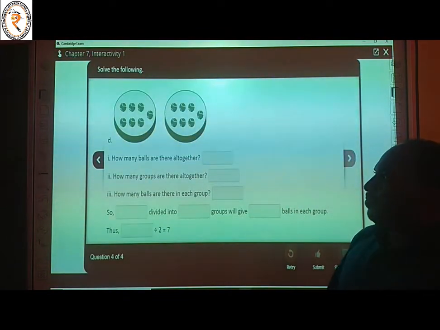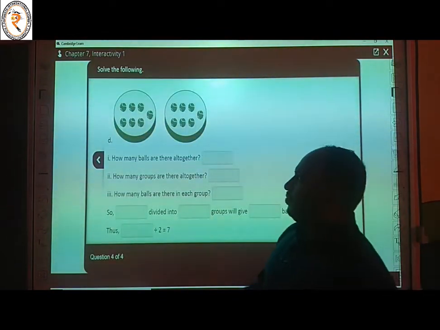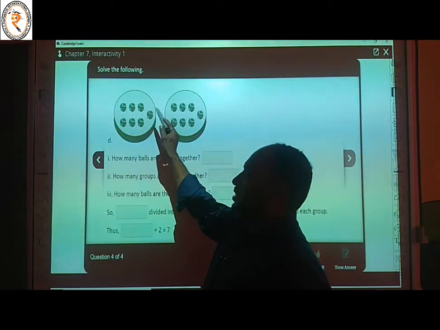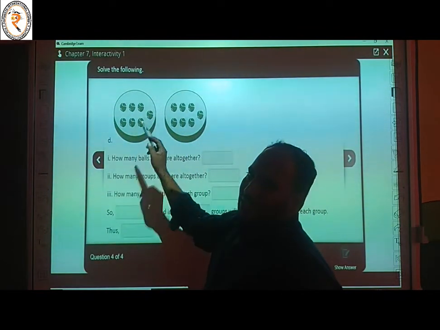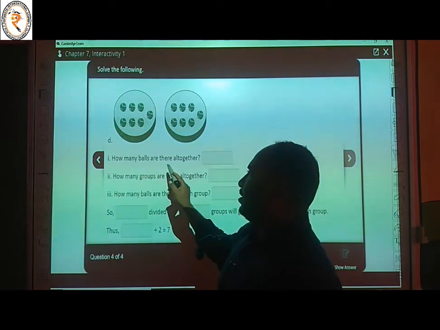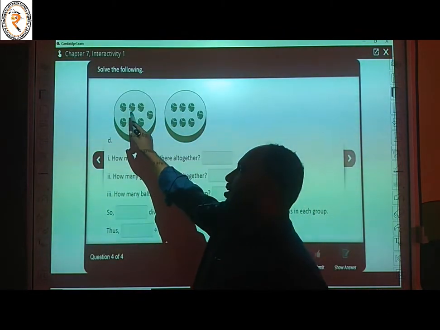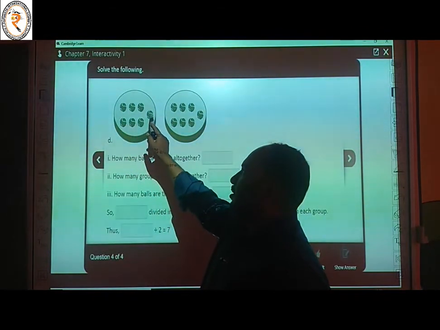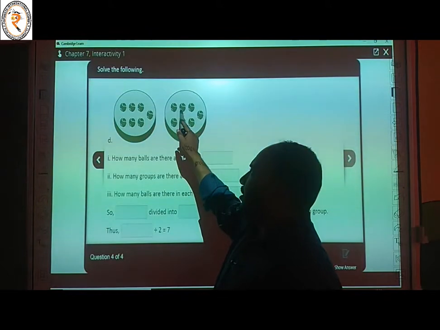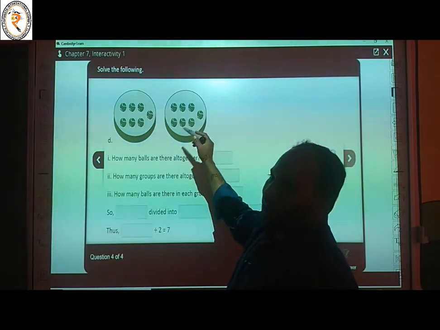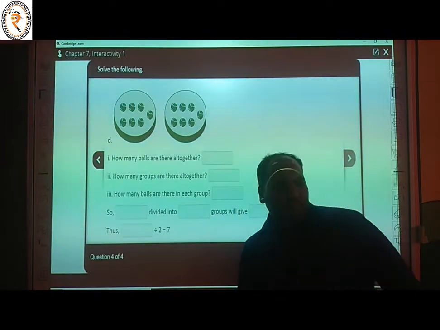Then the D part, we have 1, 2, 3, 4, 5, 6, 7. 7 balls in each group. Our first part is how many balls are there altogether? 1, 2, 3, 4, 5, 6, 7, 8, 9, 10, 11, 12, 13, 14. So we have totally 14 balls.